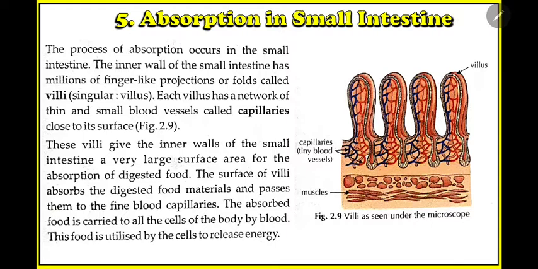The next step: the digestion process is over, so your body needs to absorb it. How will that happen? The process of absorption also occurs in the small intestine. If this is your small intestine, consider that the inner wall has small finger-like projections, and these are known as villi. These villi are connected to several blood vessels, and these will work as capillaries.